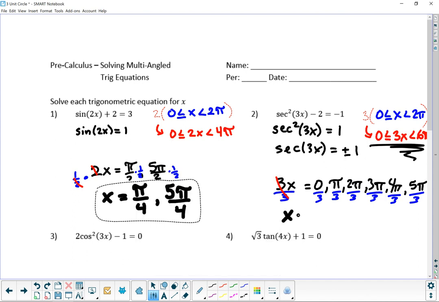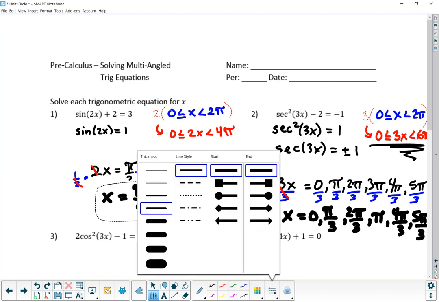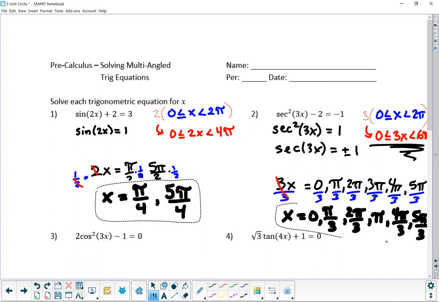Right, so your answer is going to be x equals 0/3 is 0. Pi/3 is pi/3. 2 pi/3. 3 pi/3, that's just pi. 4 pi/3 is just 4 pi/3. And 5 pi/3. Okay. Those are your answers.